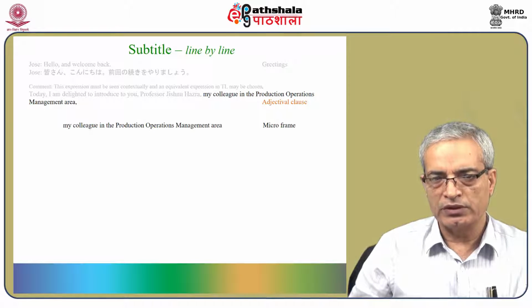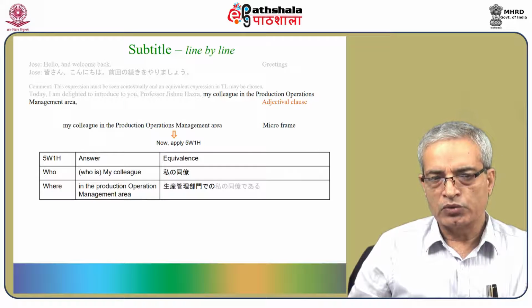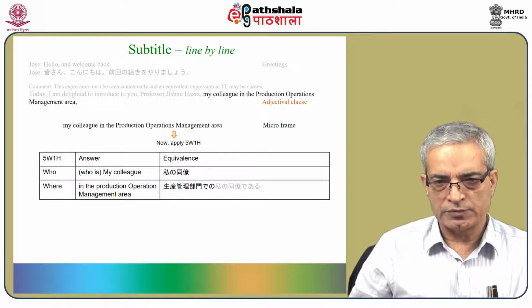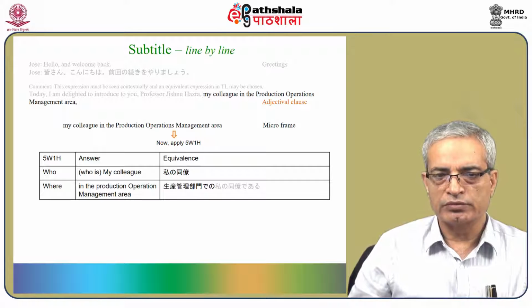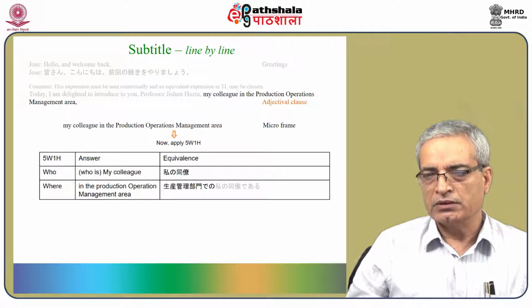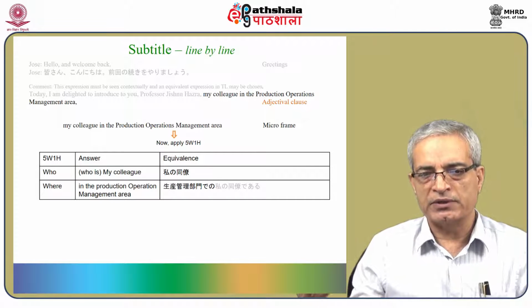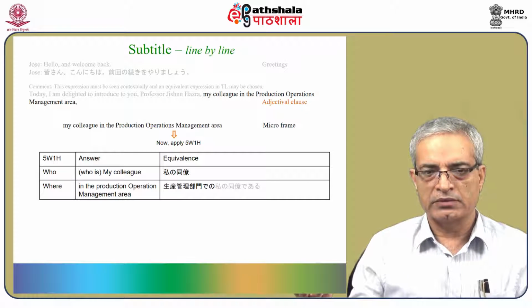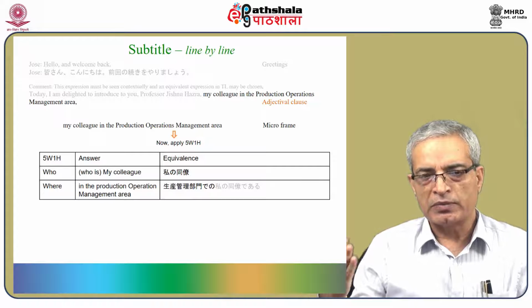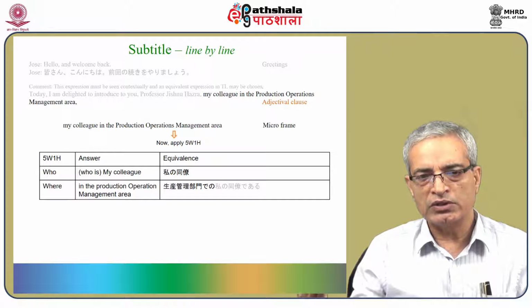So let's see how we get the elements through 5W1H questions. First question is, who is my colleague? So watashi no doryo. Where? In the production operation management area. That sounds a little difficult. Suppose I say management area. That sounds simple to you. So my colleague in the management area. And if I say management area, it is Kanri Bumon. So Kanri Bumon de no watashi no doryo.